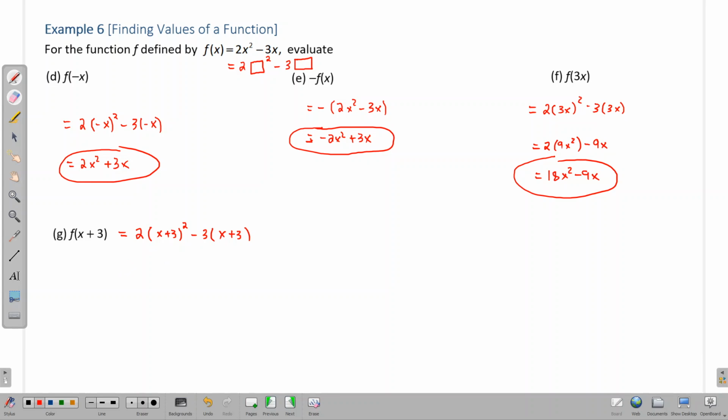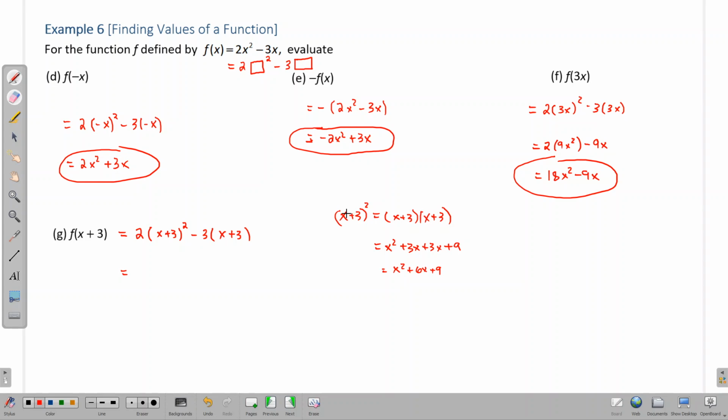Alright, and again, now we're just simplifying this. Now right here, this is where most of the mistakes are made. People think, oh, we'll just square the x and square the 3. But remember, x plus 3 squared really means x plus 3 times x plus 3, which means we have to use the distributive property, or you can think of it as foiling here. So if we do that, we have x squared plus 3x plus 3x plus 9. And simplifying that, you get x squared plus 6x plus 9.